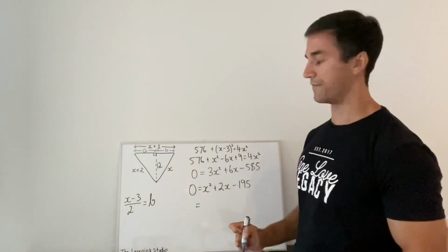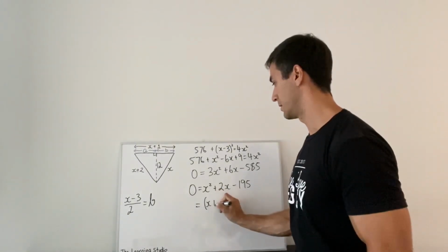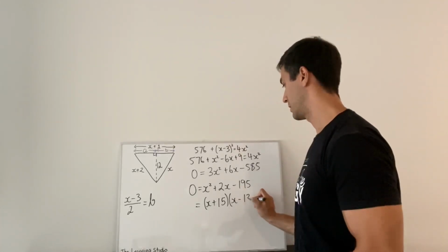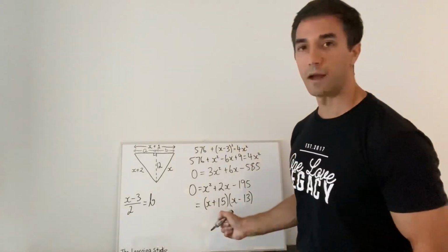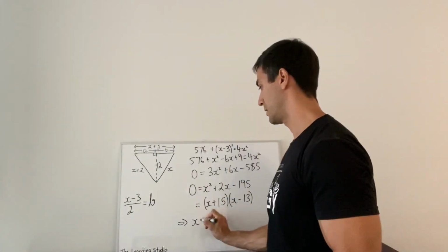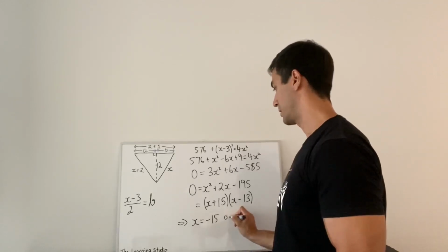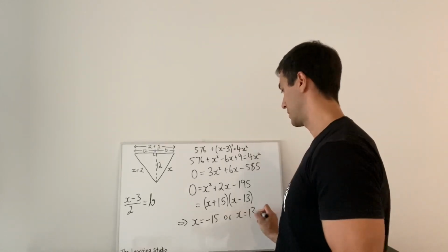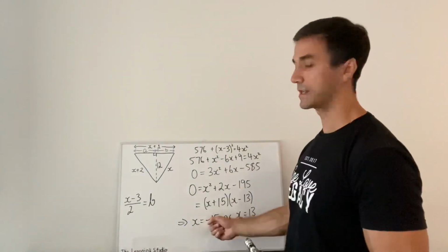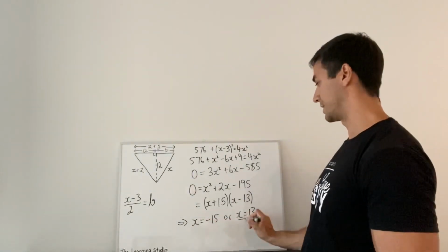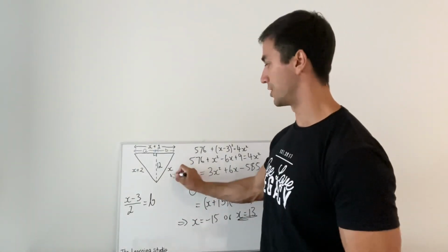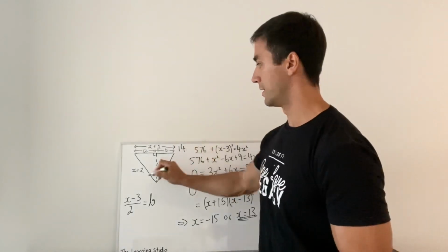And then luckily this factors nicely. And so either x is minus 15 or x is 13. And so obviously x can't be negative, so this is our only solution, that x should be 13, and so our side lengths are then 13, 14 and 15.